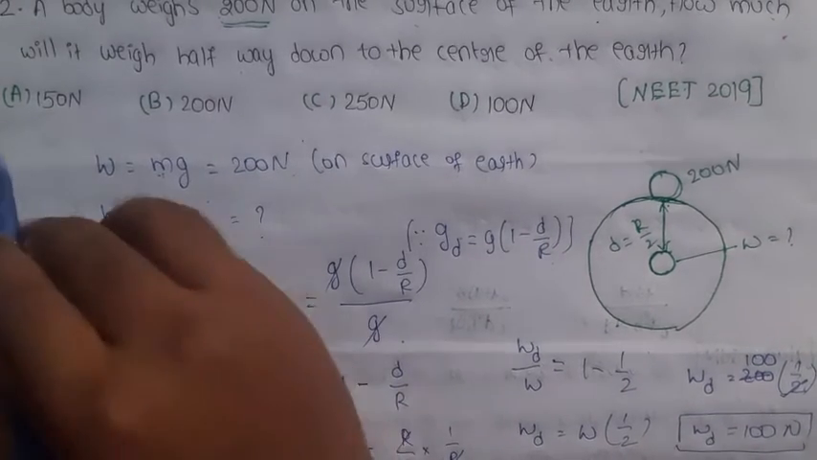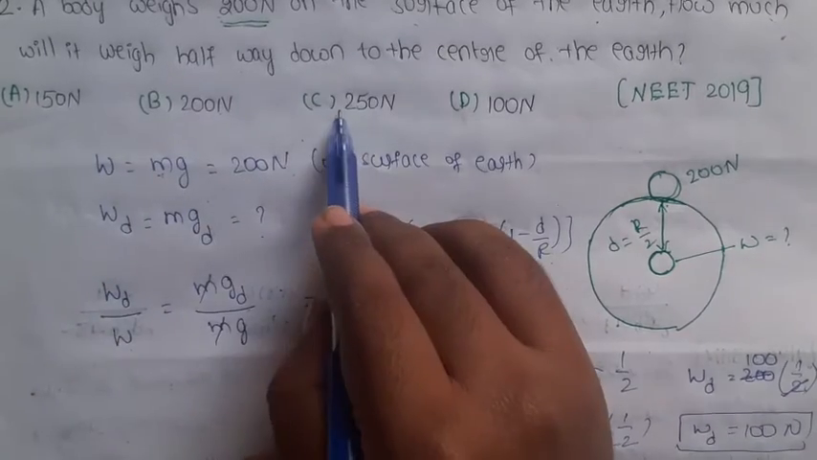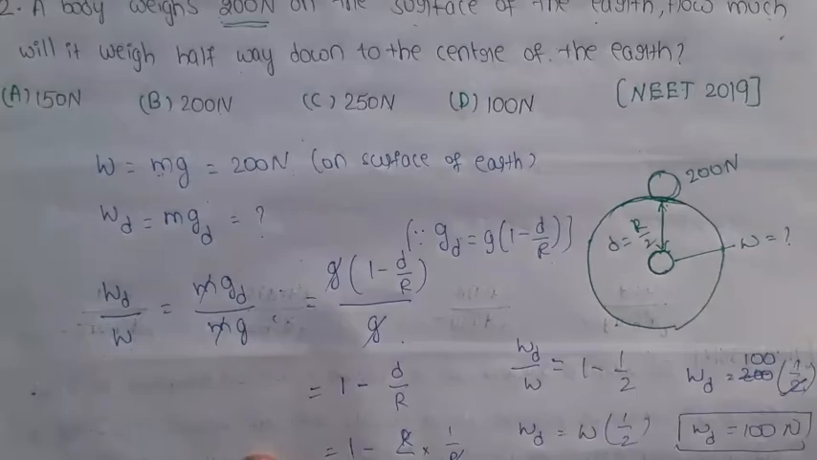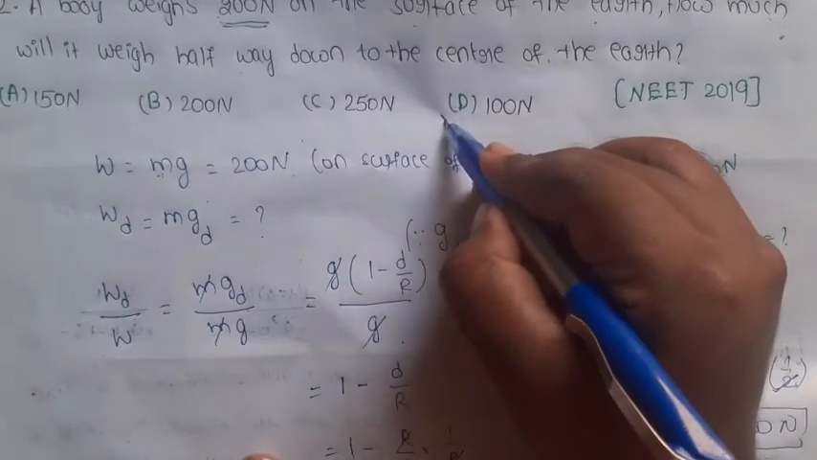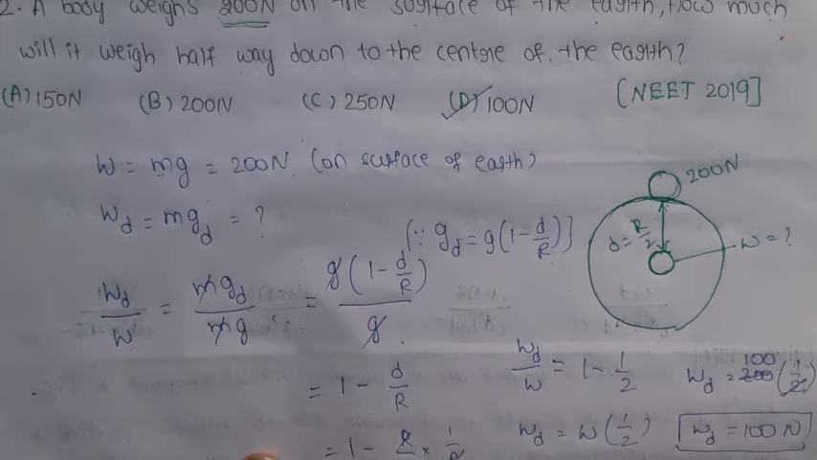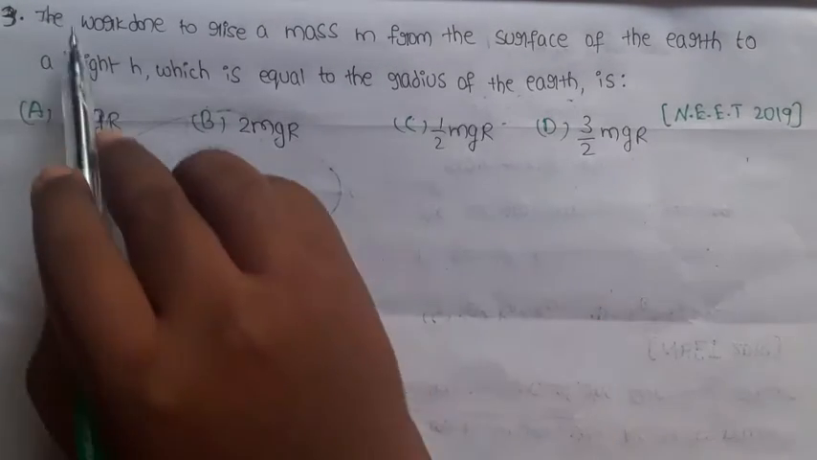So see the options. Option A 150 Newton, option B 200 Newton, option C 250 Newton, option D 100 Newton. So the answer is 100 Newton. When the object is moved to the center of the earth, its weight will decrease, but mass remains constant. That is the answer. Next question from NEET 2019.